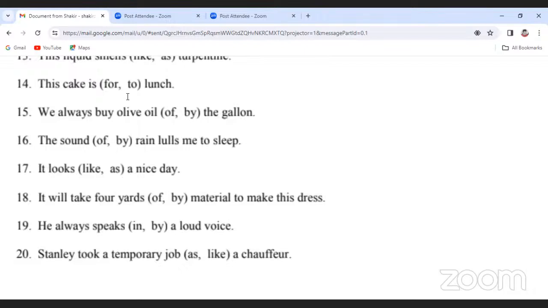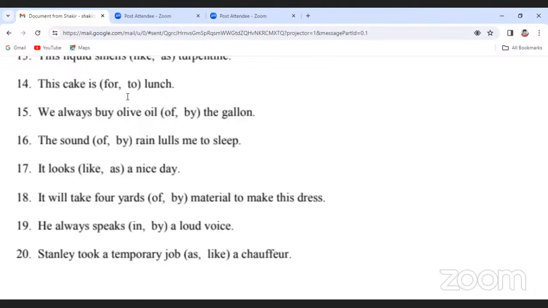Okay. Number 17. It looks dash a nice day. It looks like a nice day. Yes, like is the correct answer. Okay, we move to number 18.